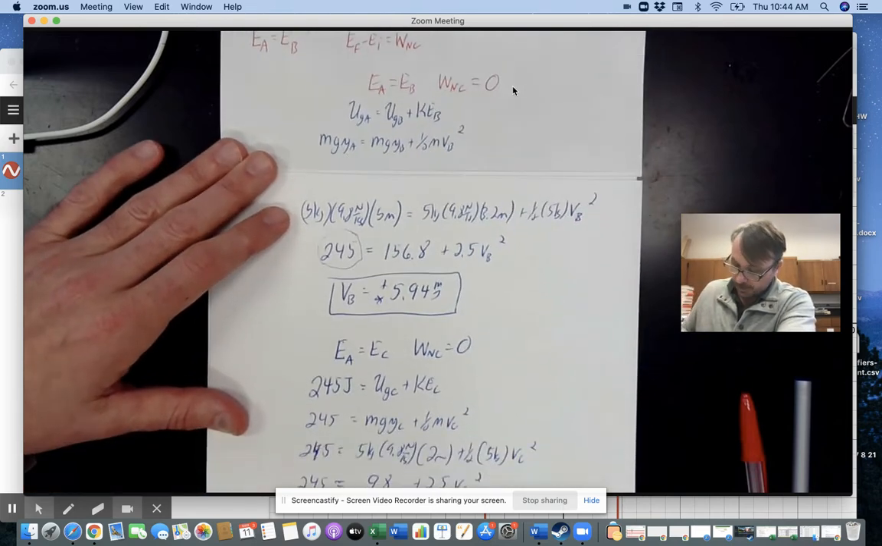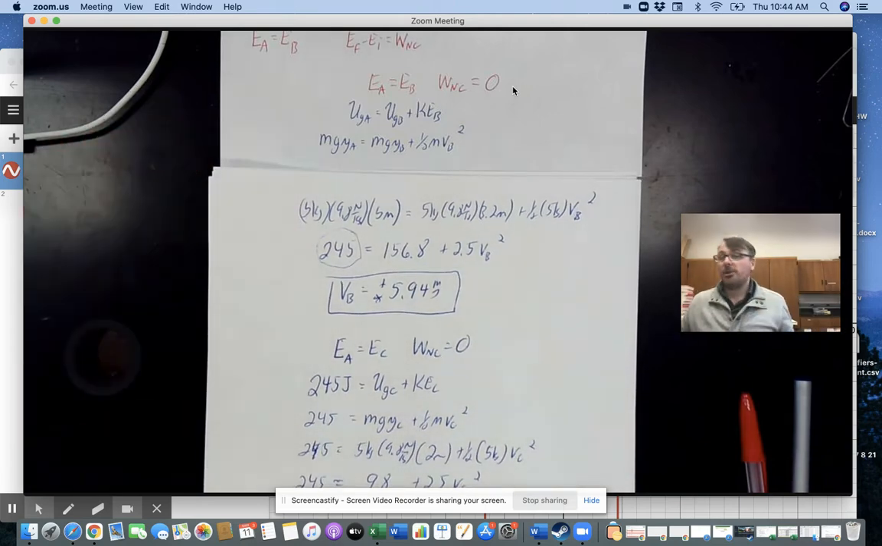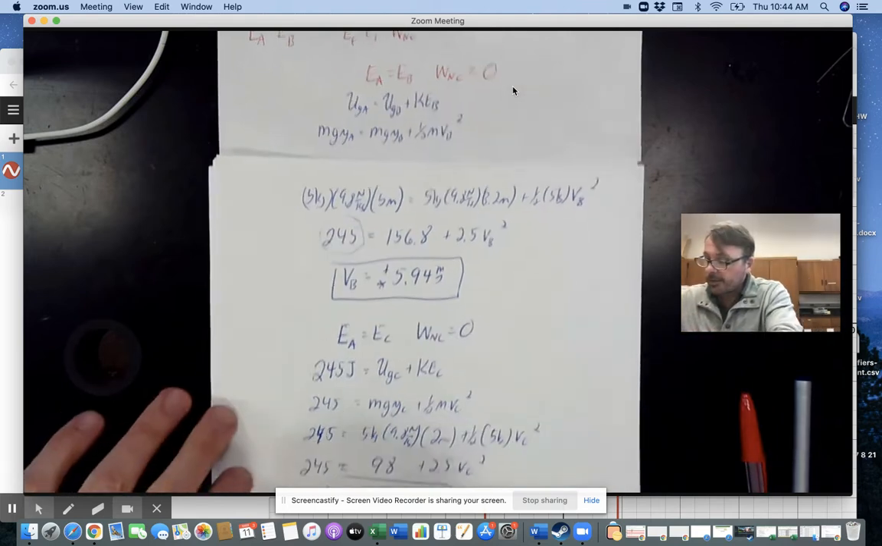vC is equal to the square root of the quantity 245 minus 98 divided by 2.5, which is 7.67 meters per second, which makes sense that it is faster because it is lower down. More of the potential energy has been transformed into kinetic energy by the work done by gravity. So let's do the B part.